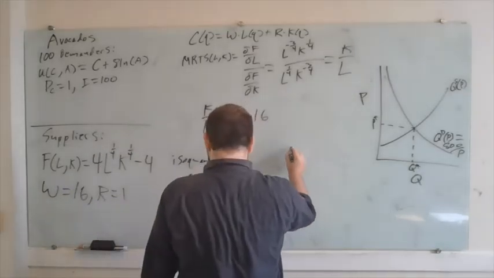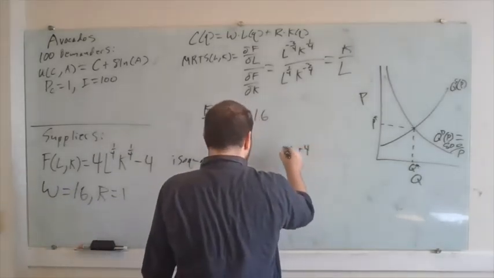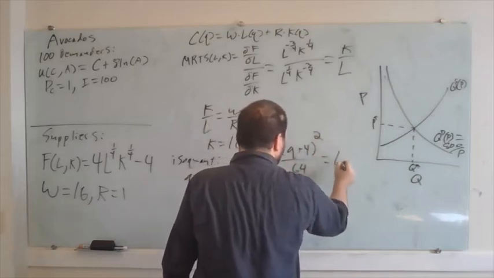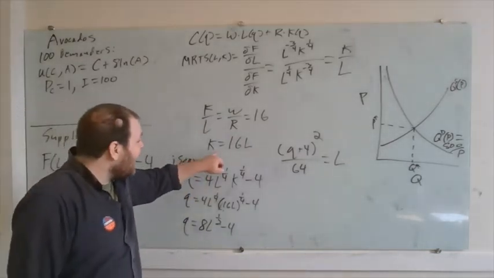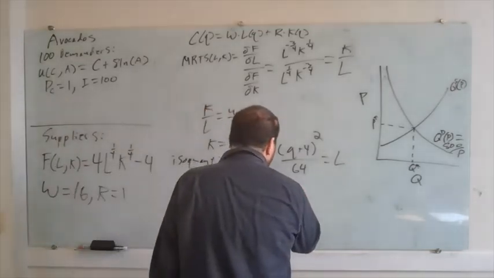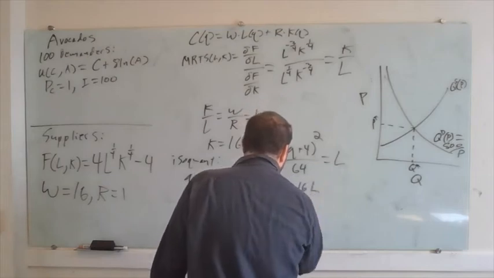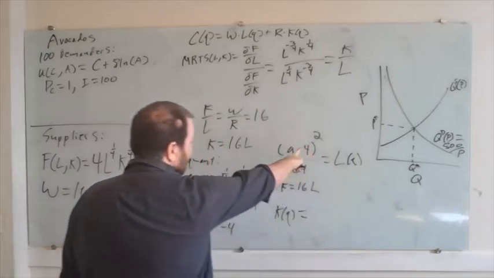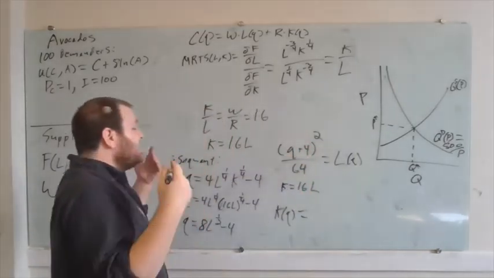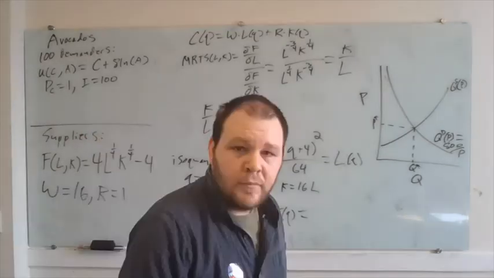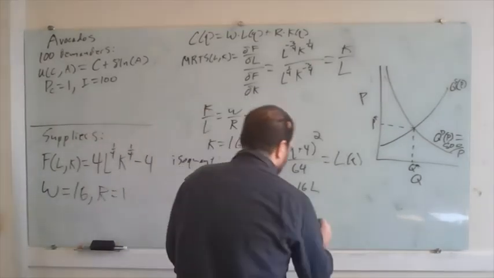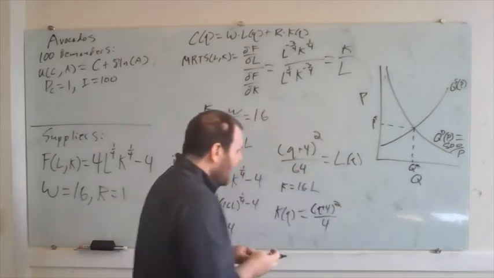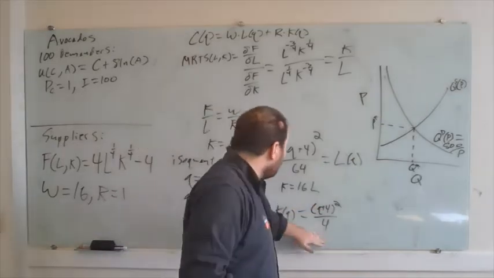That's going to give us Q plus 4 squared over 8 squared, which is 64, equals L. And then we can get K by just saying K equals 16L. So K of Q, L of Q. K of Q is going to equal Q plus 4 squared over 64 times 16, which is going to be Q plus 4 squared over 4. Awesome.